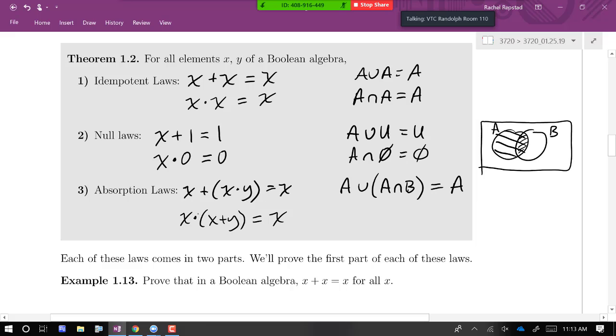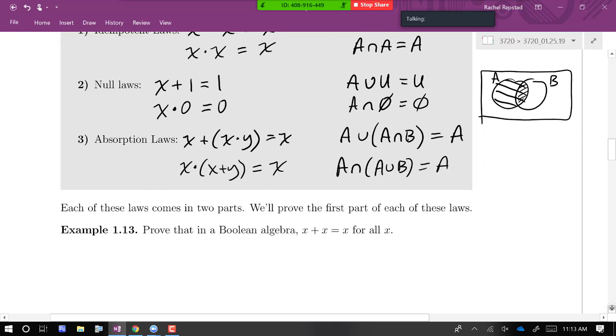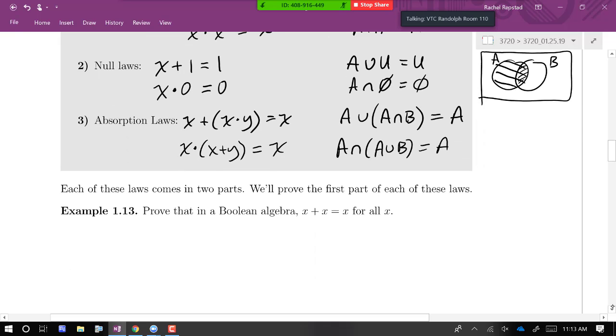Similarly, this last one says if I take a set A and I intersect it with A union B, we just get A. And that kind of makes sense. You start with the whole union, like the MasterCard logo, but then of that, I only take the stuff that's in A. So I'm just going to get A. That's what this says. So we're going to prove some of these, and we're going to prove them using the axioms from the previous page.